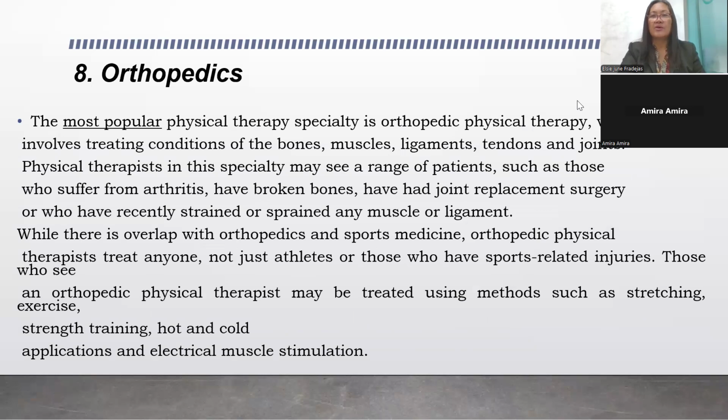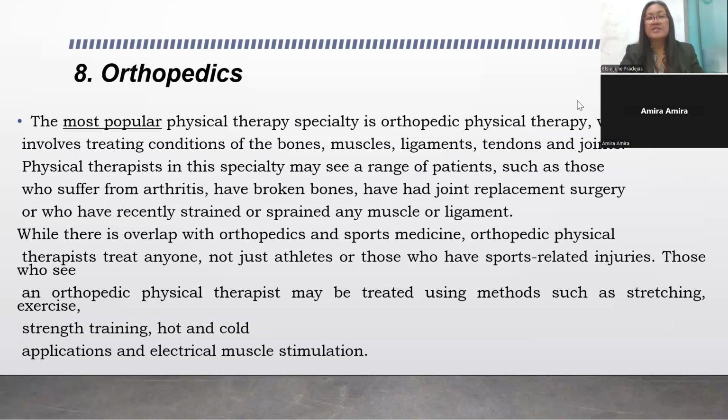The eighth is orthopedic. So what is this orthopedic specialty? This is concerning orthopedic physical therapy, which is treating conditions of the bones, muscles, ligaments, tendons, and joints. They may see a range of patients such as those who are suffering from arthritis, those who have broken bones, those who have joint replacement surgery, and those who have a strain or sprain of any muscle or ligament.